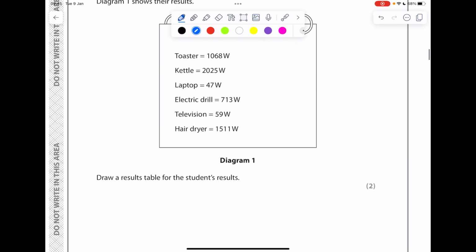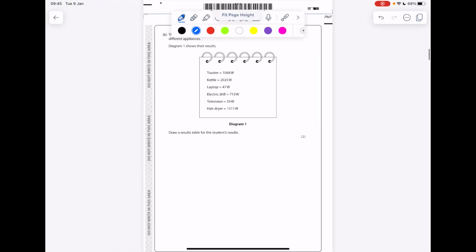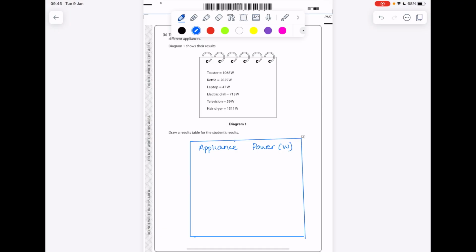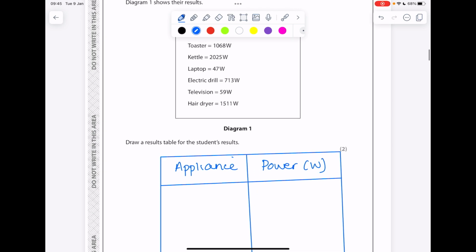Here are the results. Draw a results table for the student's results. So we want to have the appliance as one of the column headings, then the power together with that all-important unit, and then just complete the table. So we have a toaster. Whatever you do, don't write the units in the main body of the table. Kettle.